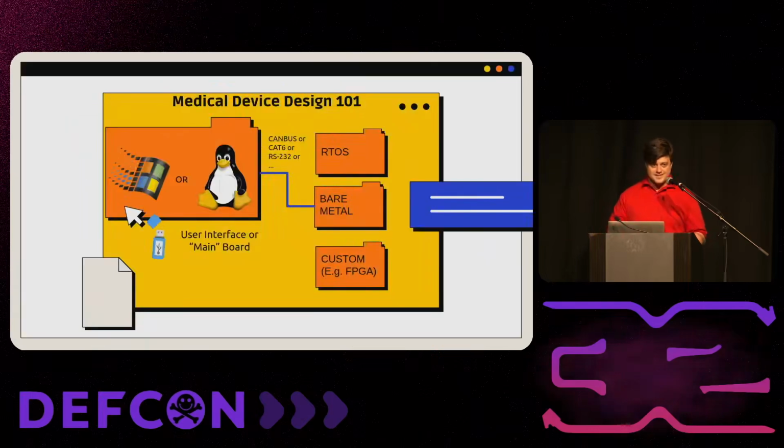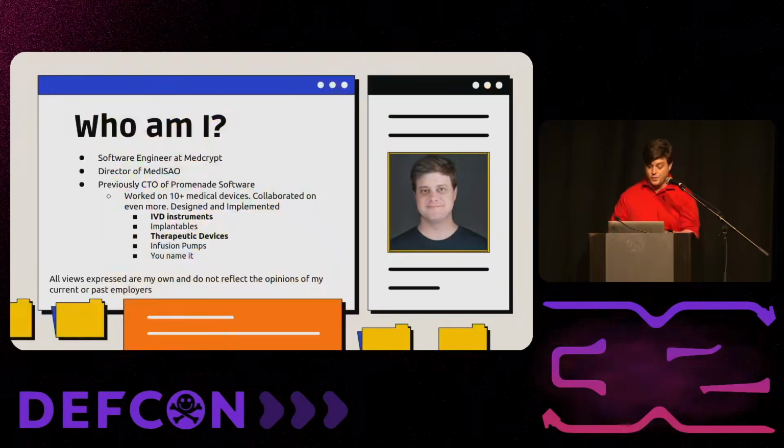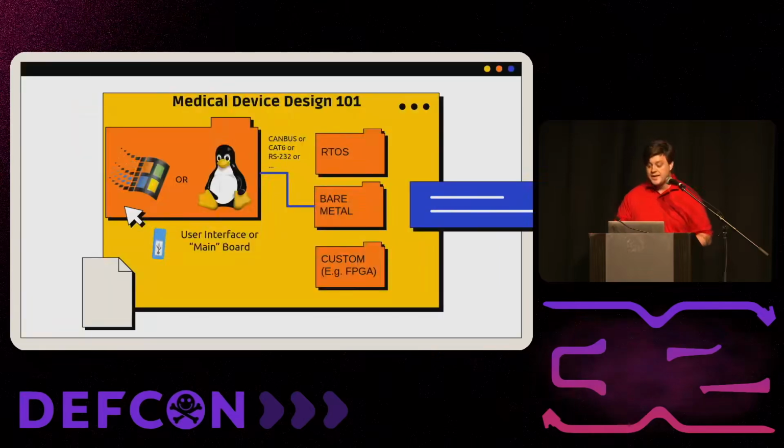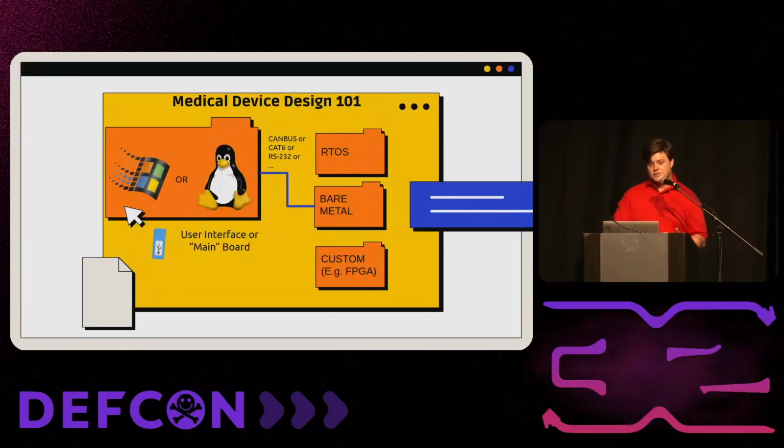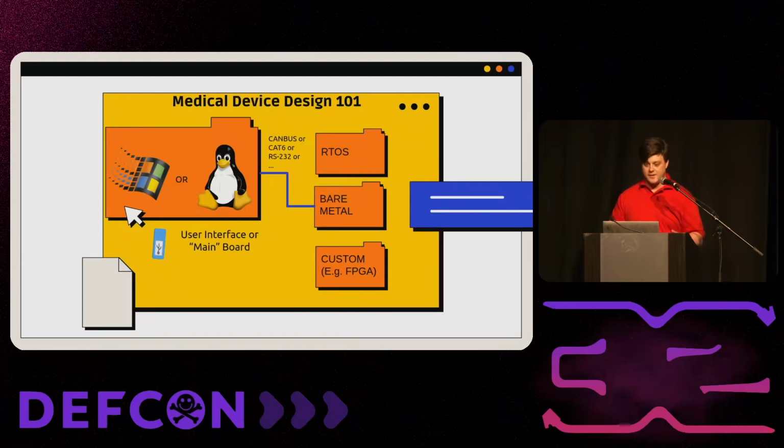So medical device design 101, especially on those bolded ones, IVD or therapeutic devices in a hospital setting or lab environment. Typically, you're going to have the embedded board that is going to be doing the medical thing, whatever it is, that's the actual medicine. That's going to be running on something very important, like an RTOS. It's going to be bare metal. You're going to have a custom FPGA because it needs to be time critical.